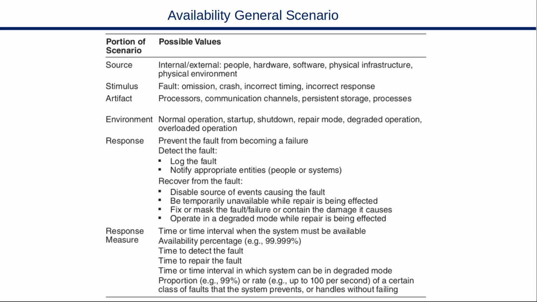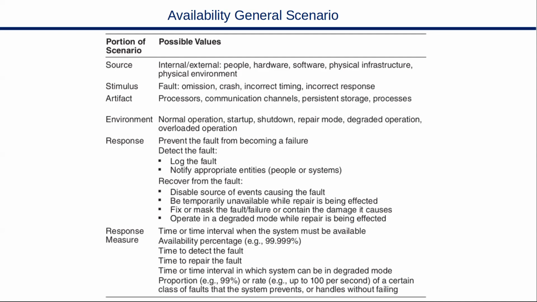What kind of source can there be for availability? It can be internal or external: people, hardware, software, physical infrastructure, physical environment. For the stimulus, it can be omission, crash, incorrect timing, incorrect response. Artifact: processor, communication channel, persistent storage, processes. Environment: normal operation, startup, shutdown, repair mode, degraded operation, overloaded operation. Response: prevent the fault from becoming a failure, detect the fault, recover from the fault.